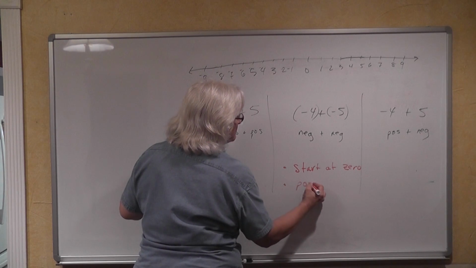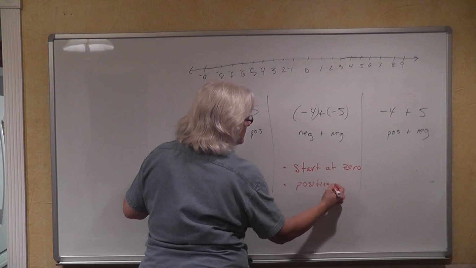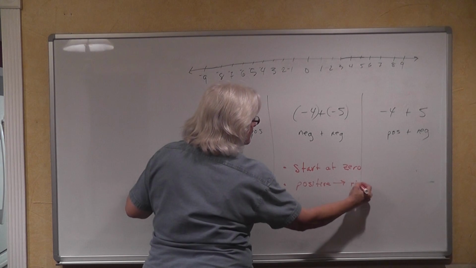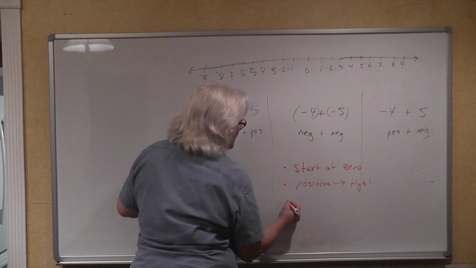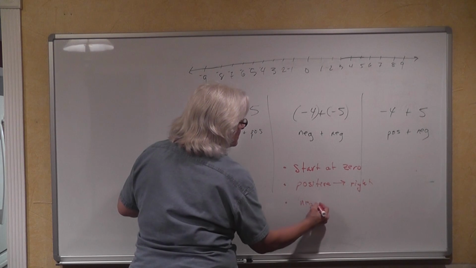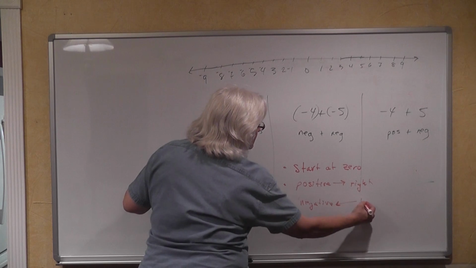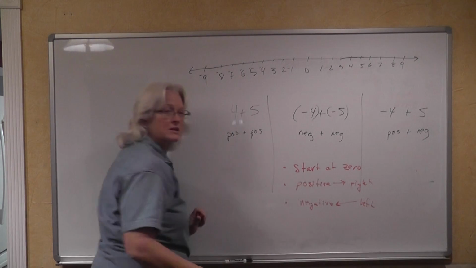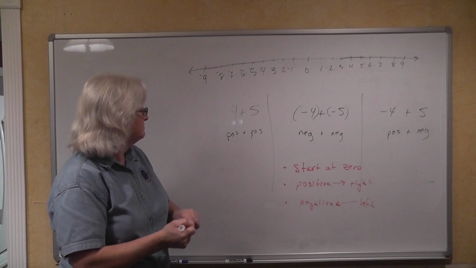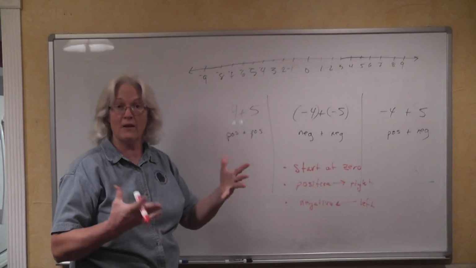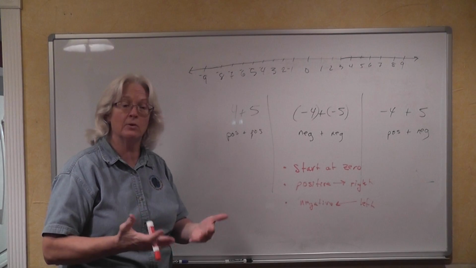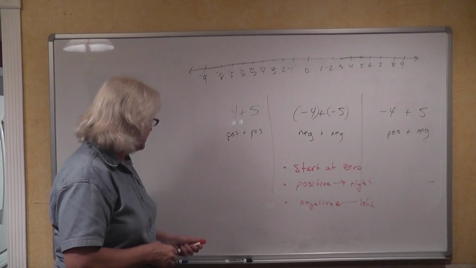Positive goes to the right. And negative will go to the left. So let's look and see what happens. 4 plus 5, everyone knows that a positive 4 and a positive 5 are 9.